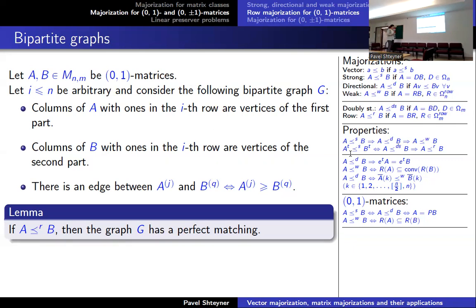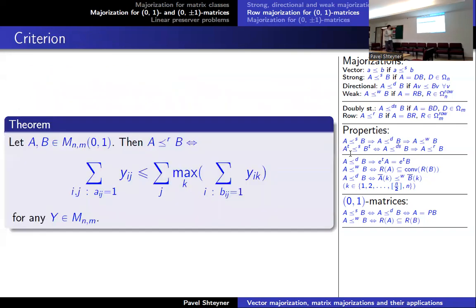And the interpretation of row majorization in this context is that the graph G has a perfect matching. So the hypothesized graph has a perfect matching, and it's easy to verify. And we can give a criterion.